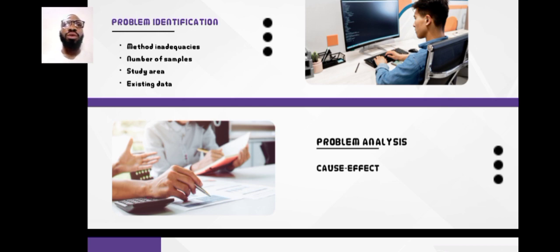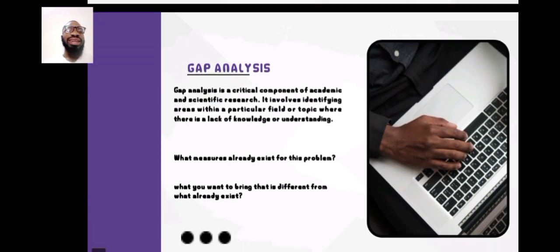Good and fine. But what is the cause and effect of not identifying that problem, of not justifying that problem? Schistosomiasis causes this, and this is what's going to happen if this problem is not solved. Now, the most important part of the problem statement is the gap analysis. Gap analysis is a critical component of academic and scientific research. It involves identifying areas within a particular field or topic where there is a lack of knowledge or understanding.